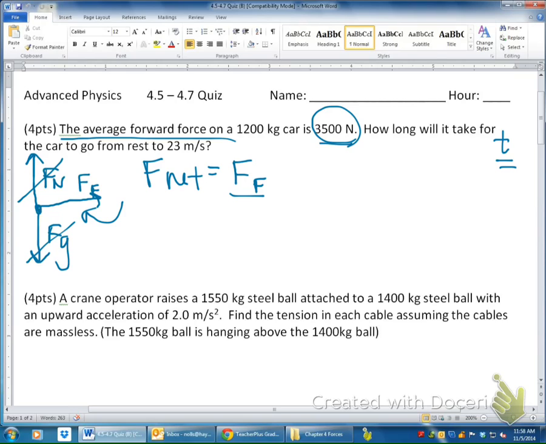Okay? That's what the net force equals. And it tells us that this forward force is 3,500 newtons. So we plug that in right here. Okay, we can do a substitution for our net force here. What does net force also equal? Mass times acceleration.